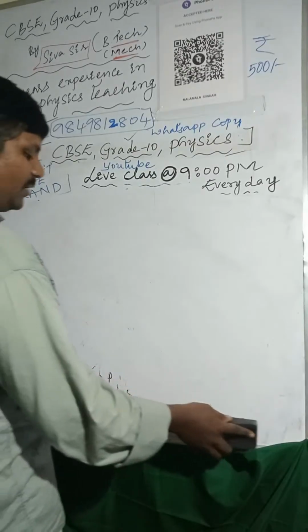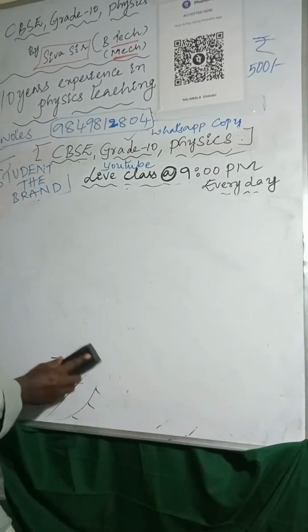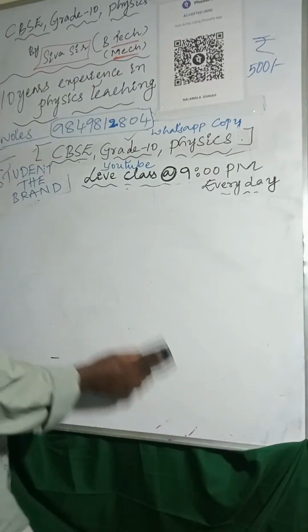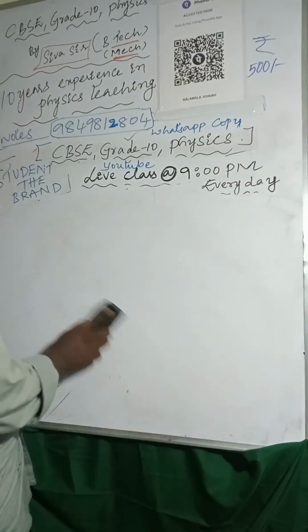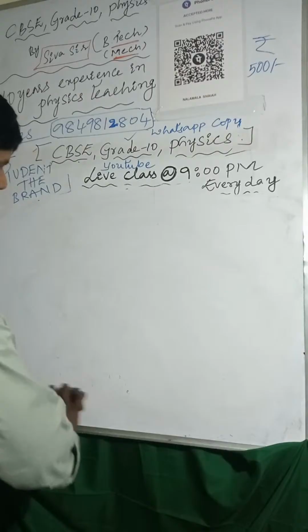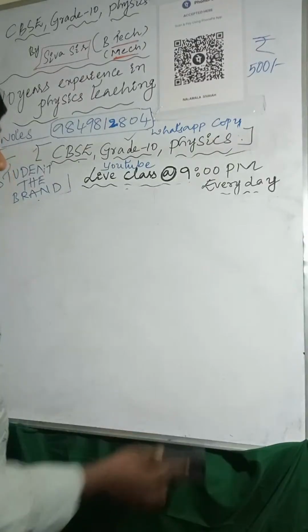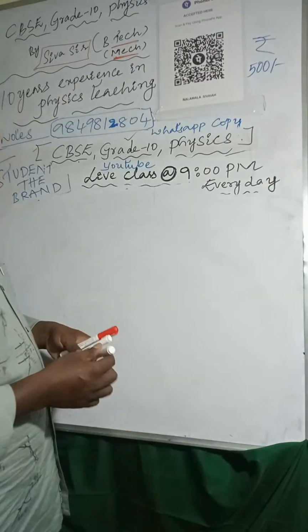So next one, convex mirror. Only two cases are there. When the object is at infinity, image will form at focus, and when the object is placed between pole and infinity, image will form between F and P.